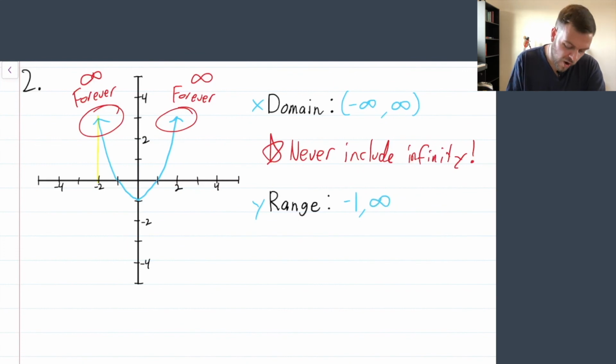Now, we are including the -1. I know it kind of doesn't look like it, but I'll write a little closed dot there just to help us know. So in here, we're going to have a bracket, because we are including it, and infinity. Do we ever include infinity? No, never. So parentheses. That's it. That's your domain and range.